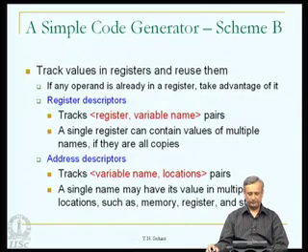Scheme B. Scheme B is slightly more complicated. It tries to track values which are available in registers and then it tries to reuse them. So, if any operand is already in a register, then take advantage of it, that is the basic idea, but how to take advantage of it? It is done using two data structures called register descriptors and address descriptors.